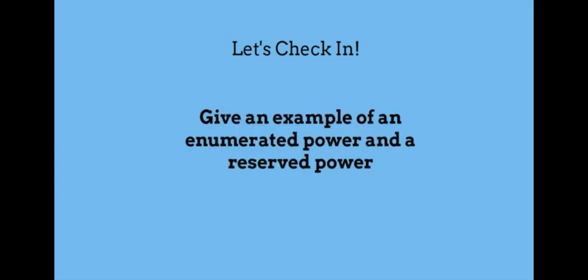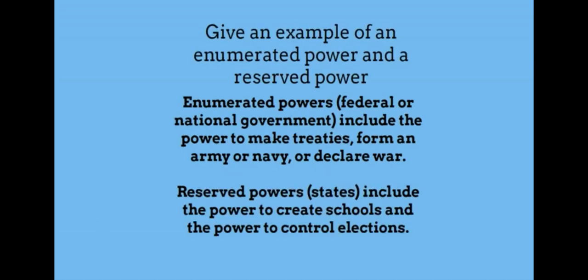Well, we've learned a lot so far throughout this video, so let's do a quick check-in. See if you can answer the following question. Give an example of an enumerated power and a reserved power. We've learned a lot about these types of powers so far. Remember, enumerated powers for the federal or national government include the power to make treaties, form an army or navy, or declare war, while reserved powers for the states include the power to create schools and the power to control elections.